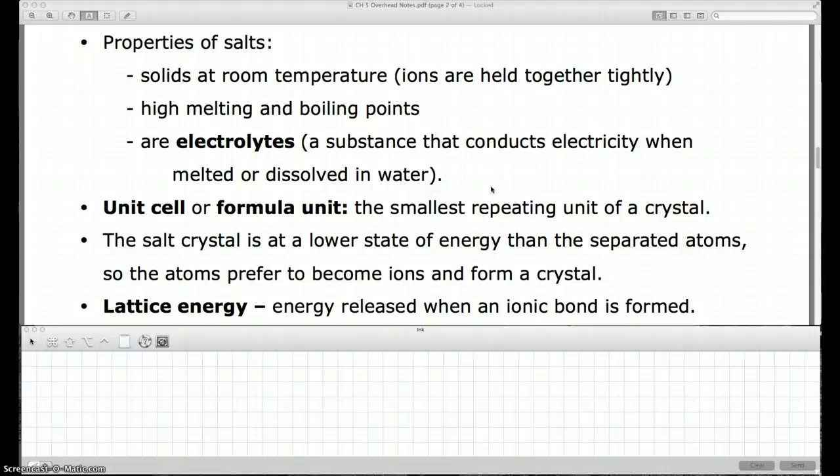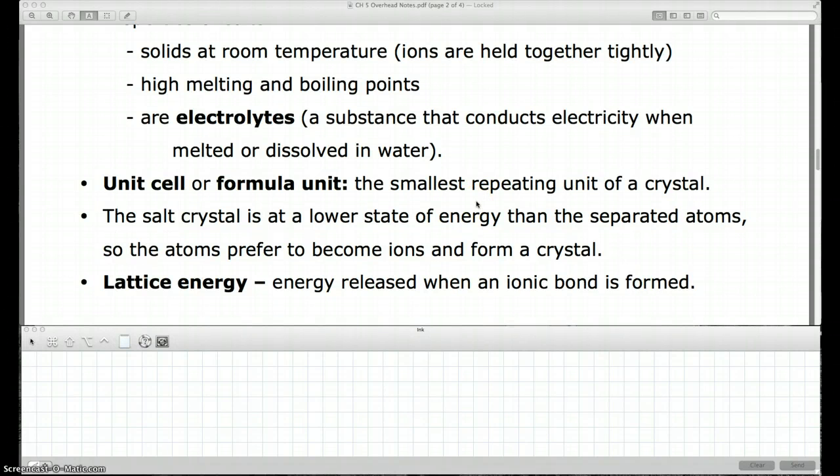And they want to be in a crystal. It's a lower state of energy for them to be in a crystal. Atoms, ions, they're lazy. If they can be lower energy, they're going to be lower energy. So when they're alone, they're at higher energy. When they become a crystal, when they form this bond, after they form the bond, they're at lower energy. That means they have extra energy, and they release it, and that's what we call lattice energy.